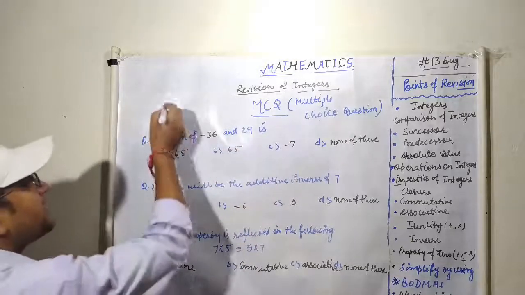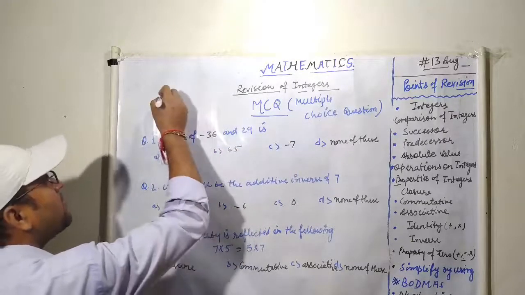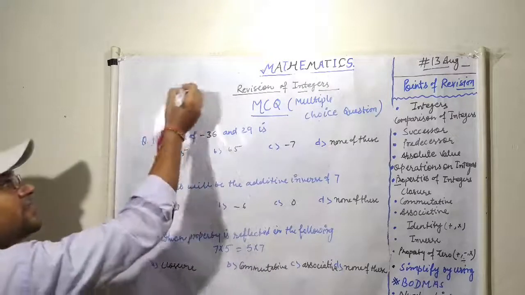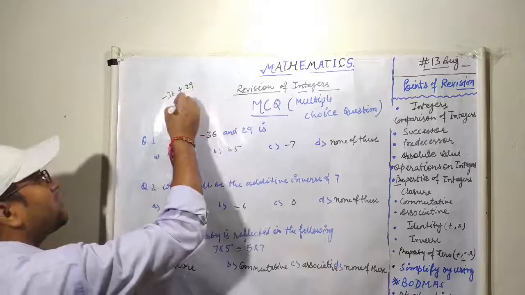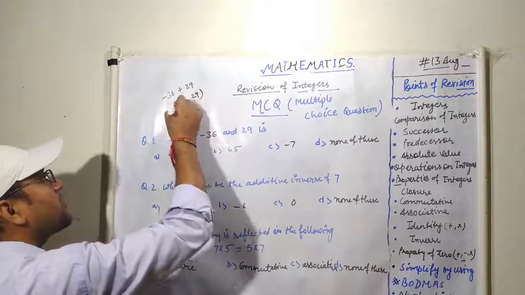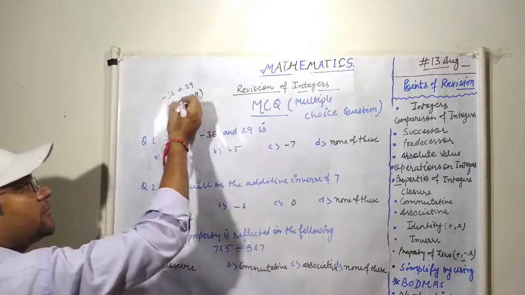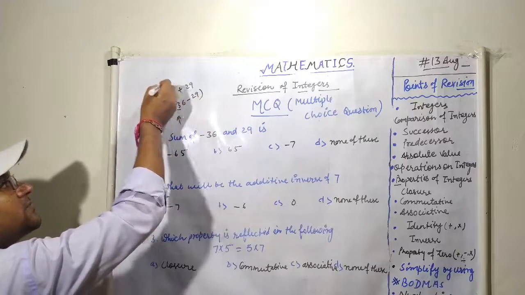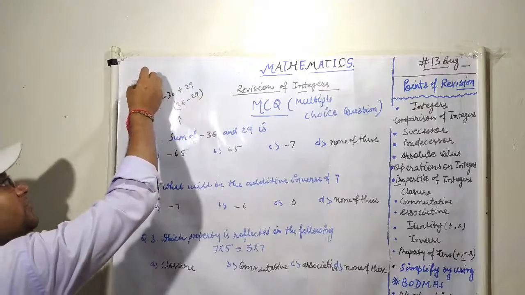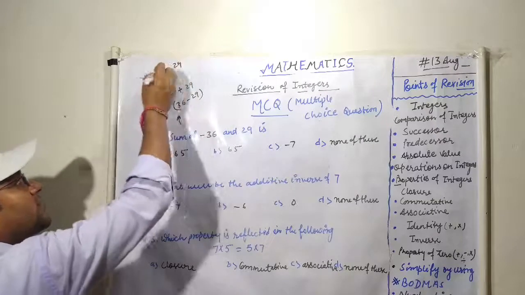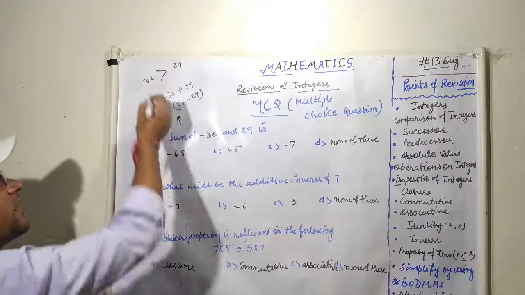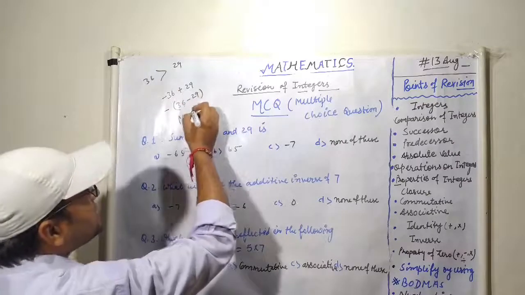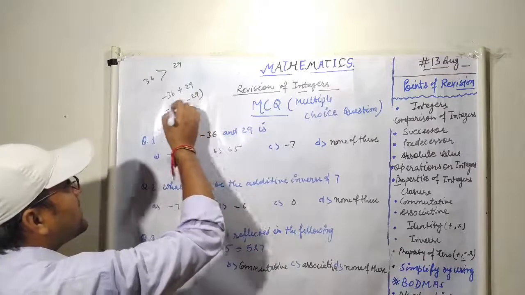Sum of minus 36 and 29, sum means addition. One is negative, another is positive, so subtract the smaller quantity from the bigger one, and put the sign of the number which has the greater absolute value in front of the result. Minus 36 has absolute value 36 and 29 has absolute value 29. So 36 is greater than 29, and the sign of 36 is minus. So 36 minus 29, you will get 7 with a minus sign.